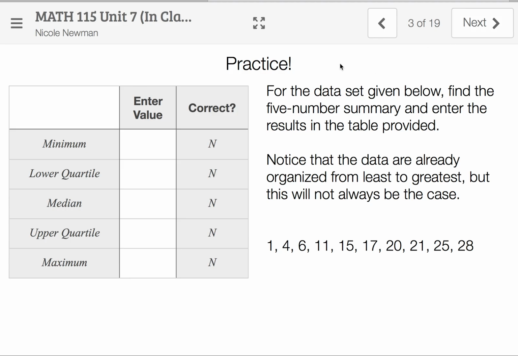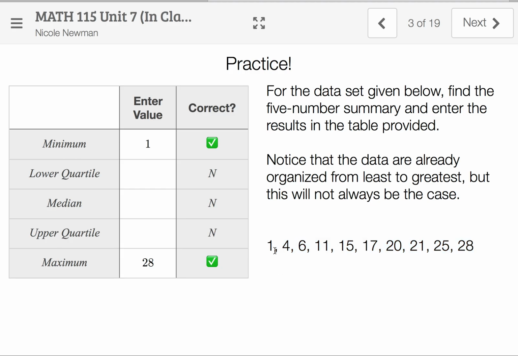If you try these out, you can fill in your values and it'll tell you whether you are correct or not. The minimum value here I think is 1 and the maximum is 28. And these are already organized from least to greatest, so that's really, really handy. But if they weren't organized, we would have to do that first.